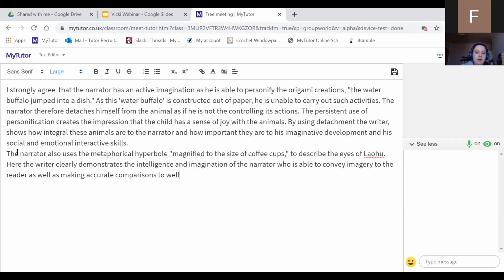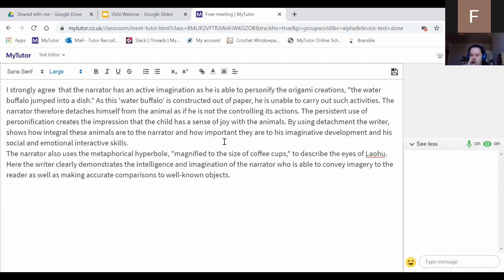To well-known objects. Right, the narrator also uses the metaphorical hyperbole, need my comma there, magnified to the size of small coffee cups to describe the eyes of Leu. Here the writer clearly demonstrates the intelligence and imagination of the narrator, who is able to convey imagery to the reader as well as making accurate comparisons to well-known objects.